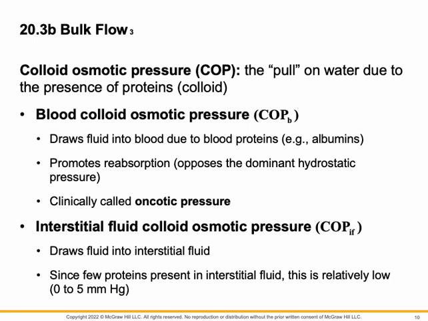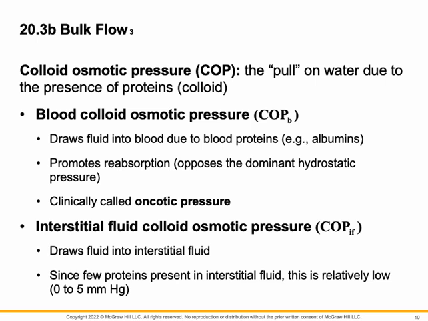Interstitial fluid osmotic pressure, or colloid osmotic pressure, is the exact opposite. This is the pressure of proteins in the interstitial fluid that's trying to draw water into the interstitial space. Usually this is very low, if there's a pressure at all, because there are very few proteins in the interstitial fluid. So again, typically the blood colloid osmotic pressure is going to be greater than the interstitial fluid colloid osmotic pressure.